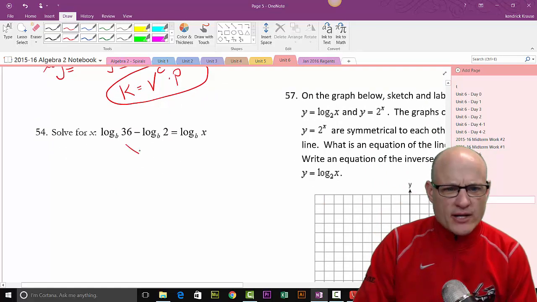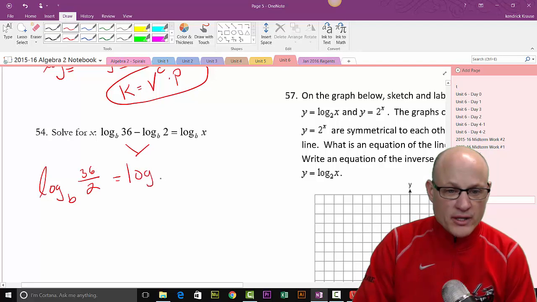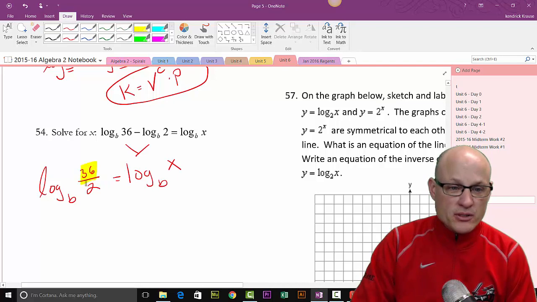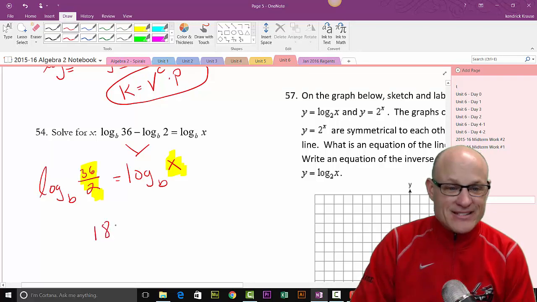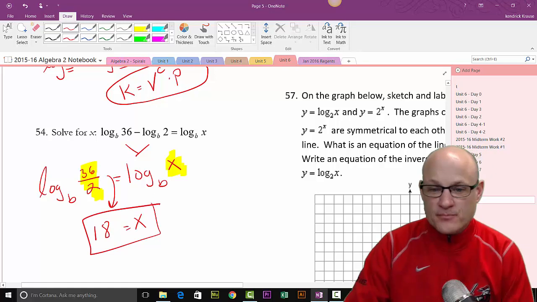All right, so this is subtraction. It goes to division, so we get log base b of 36 over 2 equals log base b of x. Since I have log base b of that and log base b of that, those two things in yellow must be equal to each other, so 18 is equal to x. 36 divided by 2 is 18.